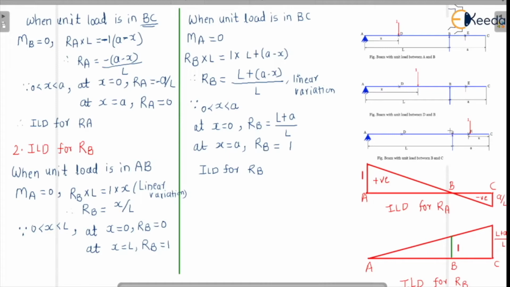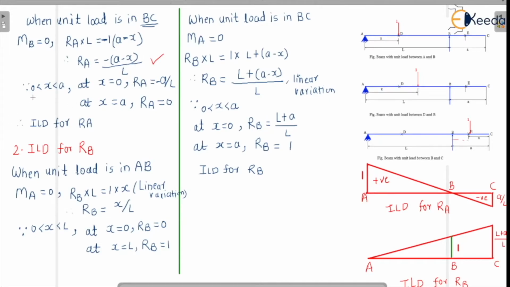Now when moment about support B, what are the loads we can see here? This is the overhanging beam, right? So we have again support RA and we also have the unit load. So RA into L, then minus 1 into the perpendicular distance. So what is that perpendicular distance? That is nothing but total distance A minus X. Okay. So with this we are getting RA equals minus of (A minus X) by L. So when unit load is in this portion, RA is minus (A minus X) by L.